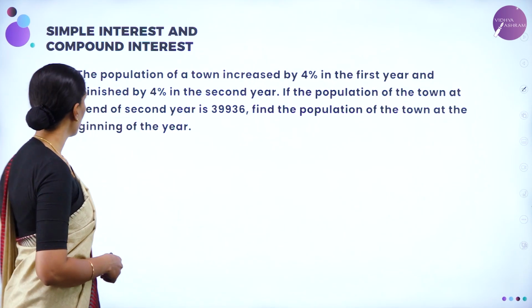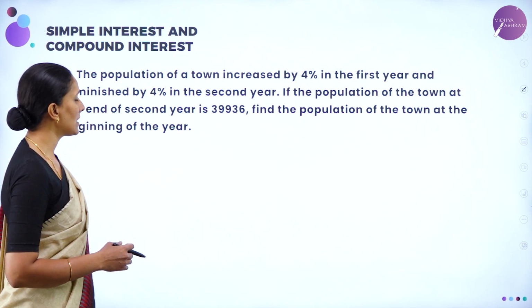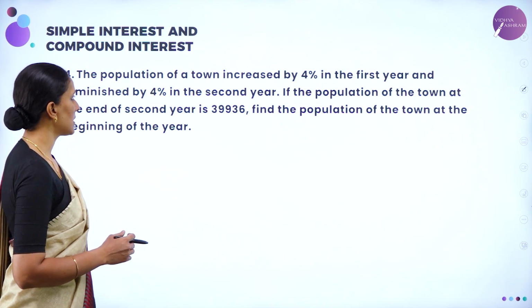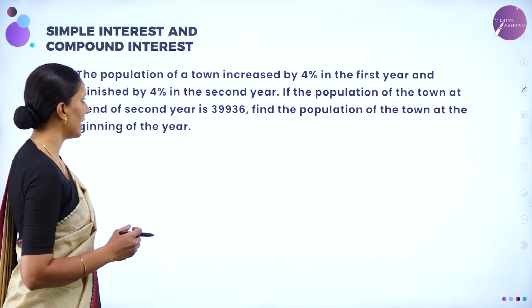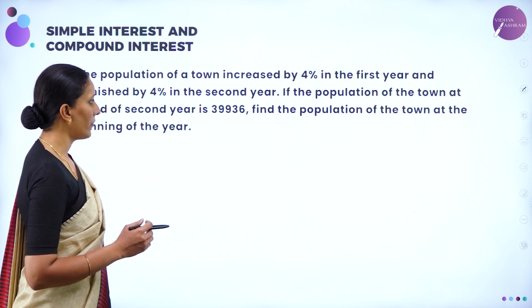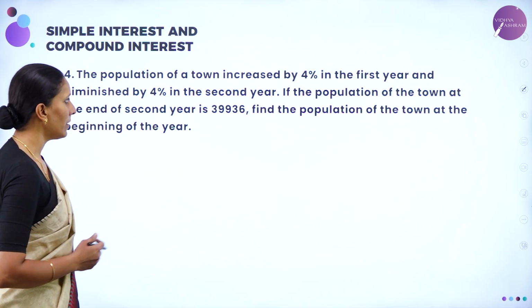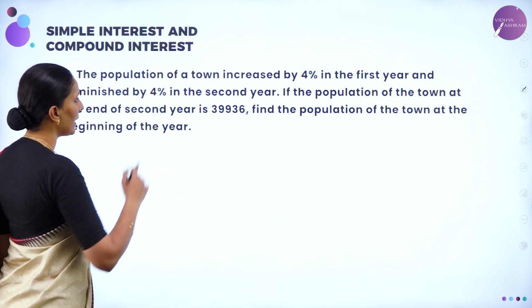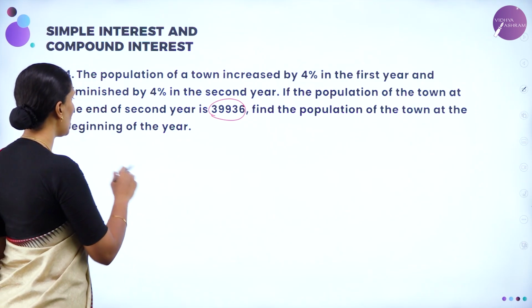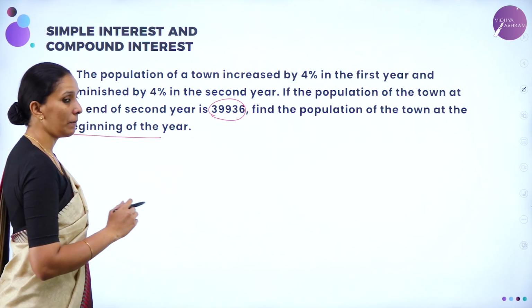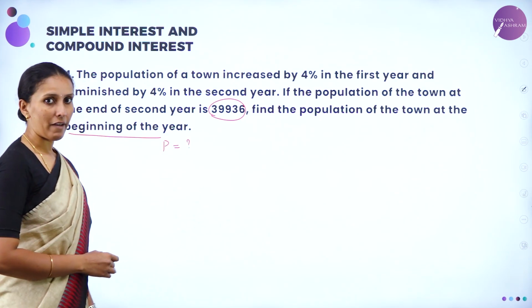Next question. The population of a town increased by 4% in the first year and diminished by 4% in the second year. If the population of the town at the end of the second year is 39,936, find the population of the town at the beginning of the year. So here clearly the final value of the population is given, but the initial value is not given. So my aim is to find the initial value P.